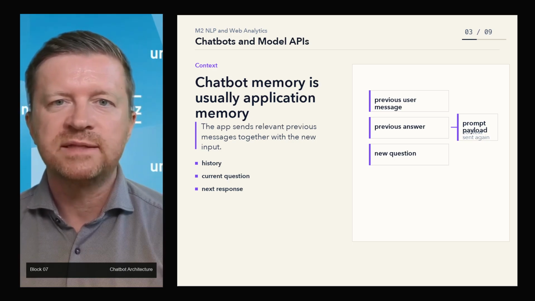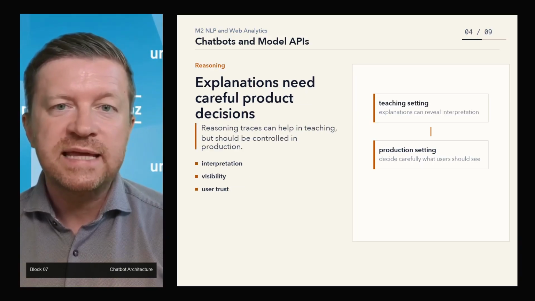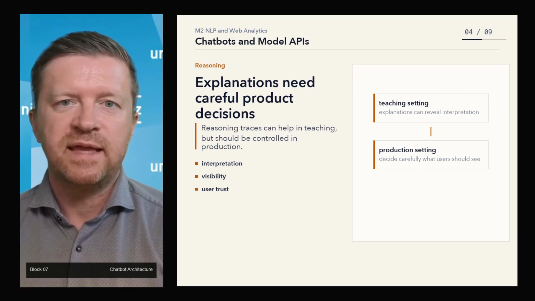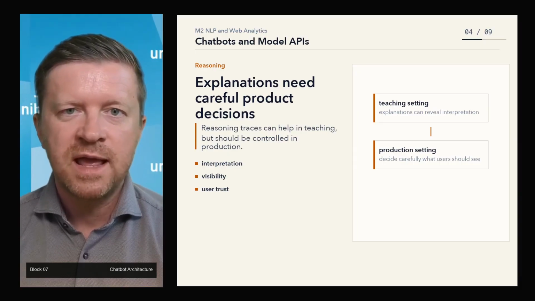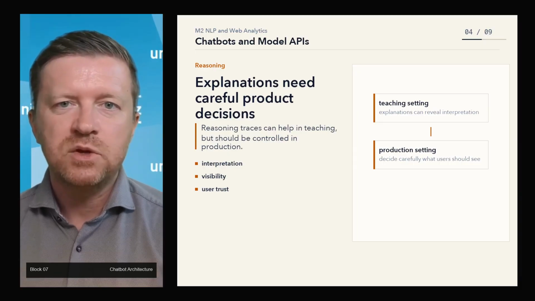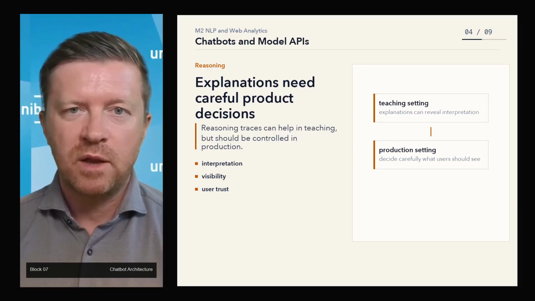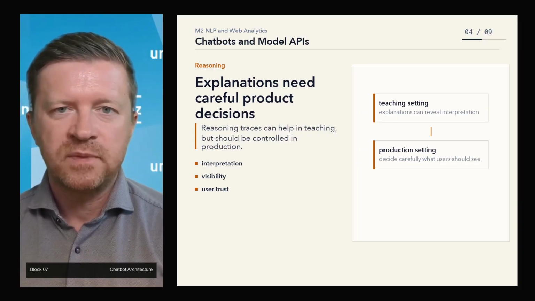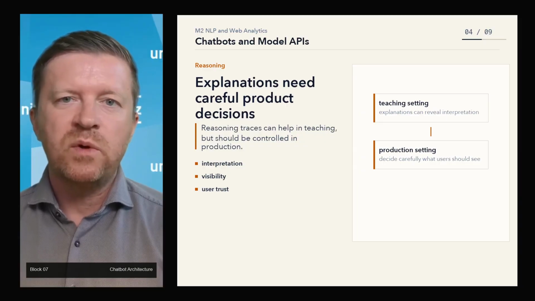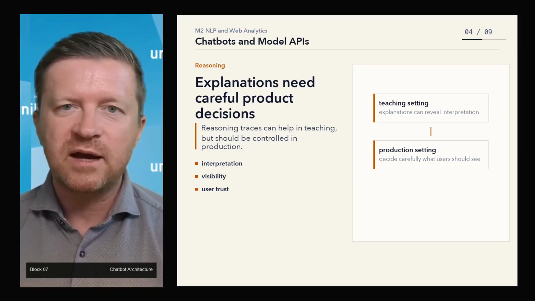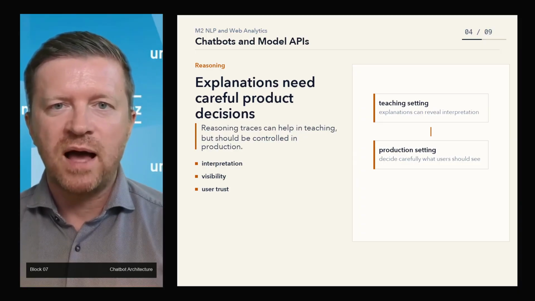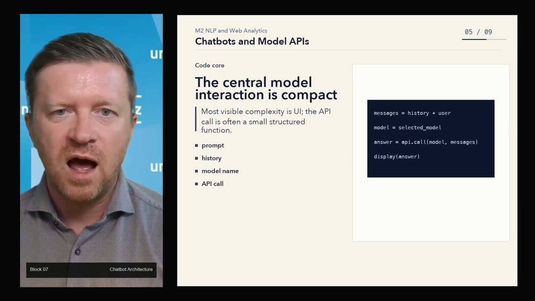Some reasoning-oriented models can also produce intermediate reasoning traces or explanations, depending on the interface and configuration. In a teaching setting, that can be useful because it shows how the model interprets the relationship between the previous question and the current one. In production systems, however, we would think carefully about what reasoning or explanation should be shown to users. The code behind this kind of prototype is not very large.